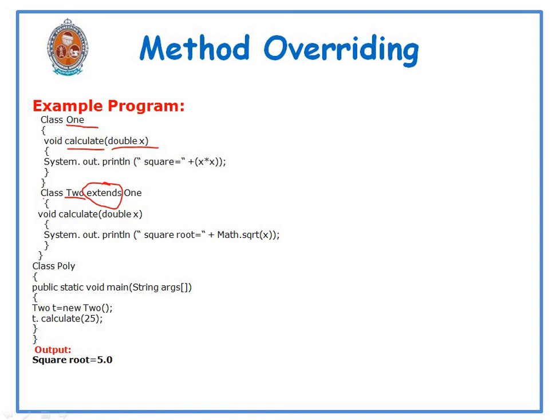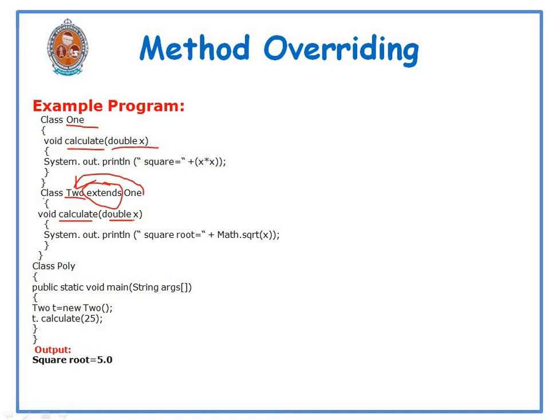So by writing the keyword extends, the superclass properties, that is the class 1 properties, are extended into class 2. That means class 2 contains its own properties and it also has the superclass properties. That is, it has both the superclass properties and subclass properties. In the subclass also we have defined one method with the name calculate, and it has the same parameter, that is a single parameter.